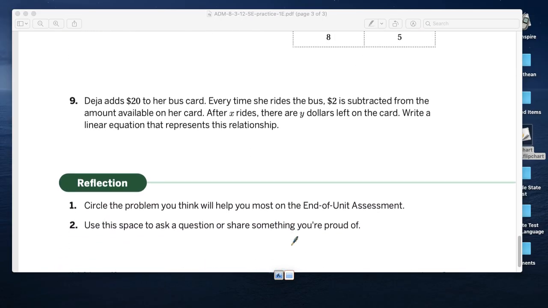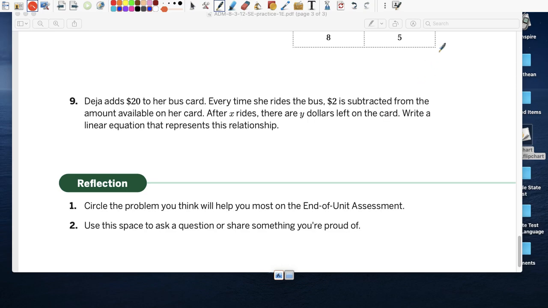Something about a bus ride. So she has. Okay, so let's think about this. Make it easier in the graph.